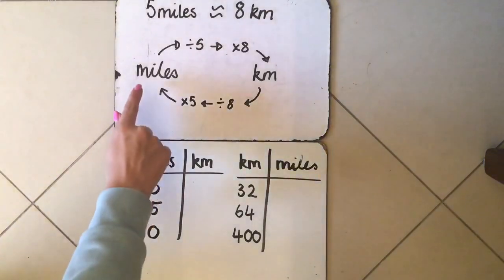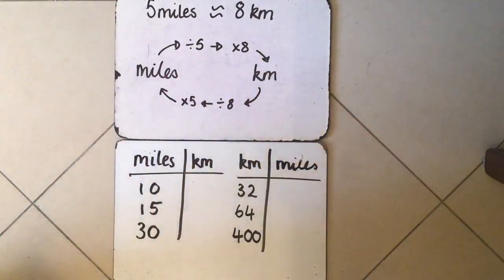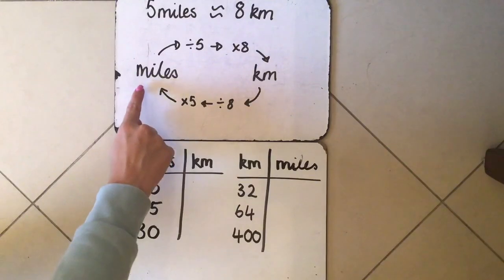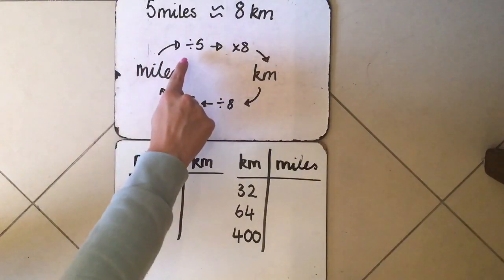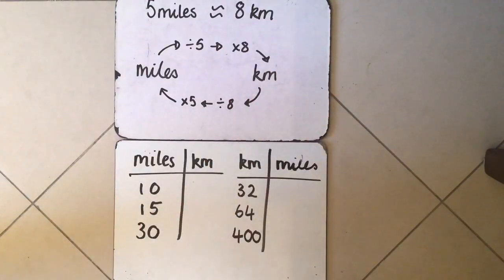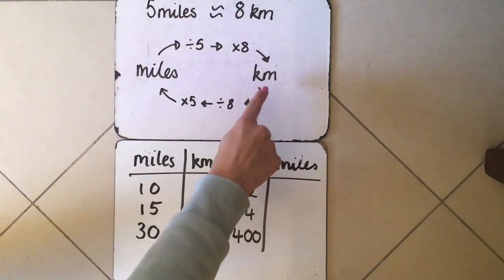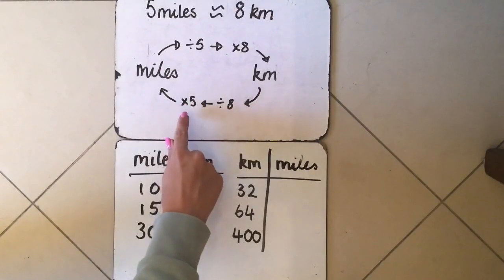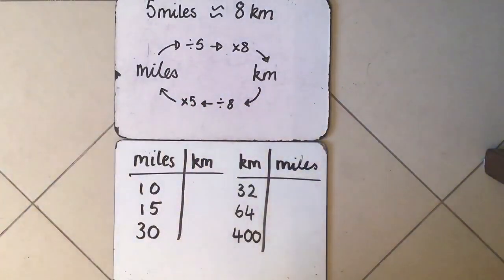So I've got a diagram here, which I think helps to make things a bit easier. I take my miles, I divide it by 5, take that answer and multiply it by 8, and that will give me kilometres. To work out the other way round, I do the same but in reverse. So I take the kilometres, I divide it by 8, take that answer and multiply it by 5, and that will give me the miles. So let's do some together.